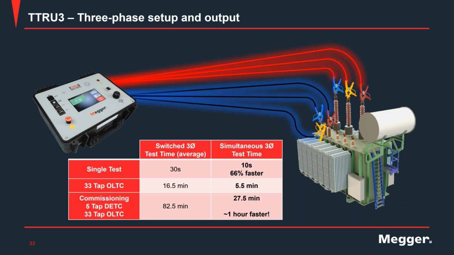But what happens when you are testing a transformer with a tap changer? If we look at just a transformer with only a load tap changer, you will go from about 16, 17 minutes to less than 6. Or when we compare a transformer for commissioning, if I'm testing a unit with both a de-energized tap changer and a load tap changer, I go from about 80 minutes to about half an hour, so approximately an hour faster. So that's a big time saver.